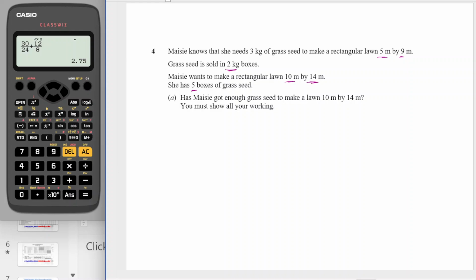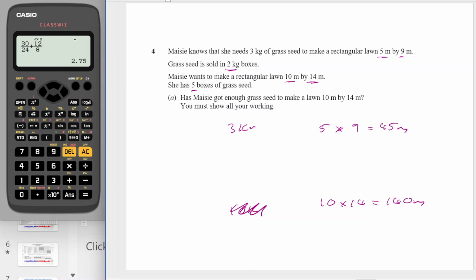I was just kind of looking for a shortcut. So 3 kilograms will do 5 by 9, and I'm going to leave it like that for now. If 10 kilograms was a multiple, we could do it. No, we won't. So this covers an area of 45 meters squared. She wants to cover an area of 10 by 14, so she wants to cover an area of 140 meters squared.